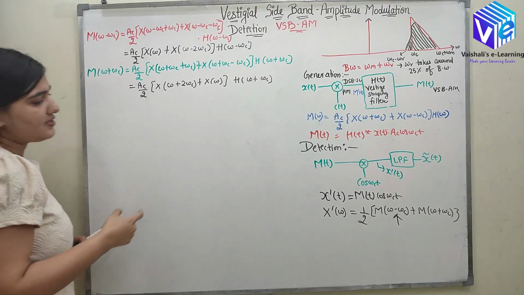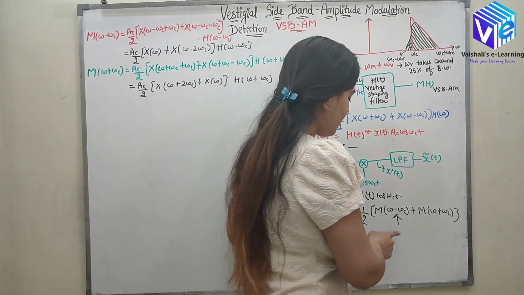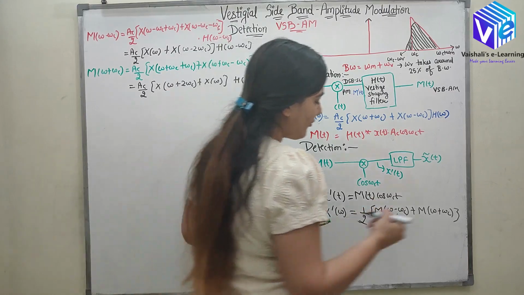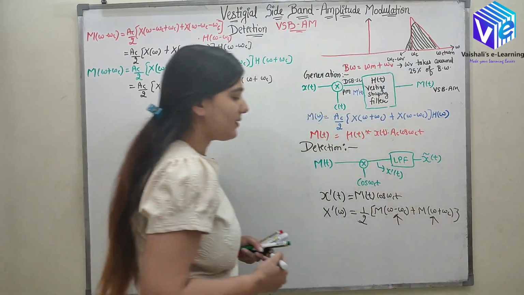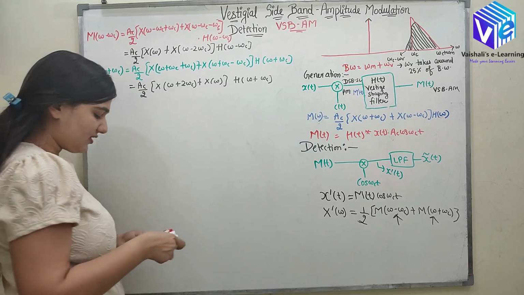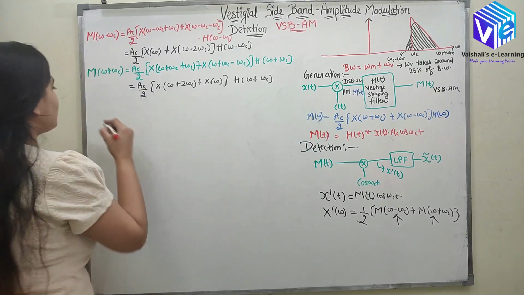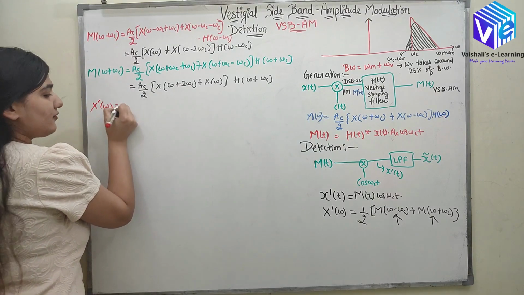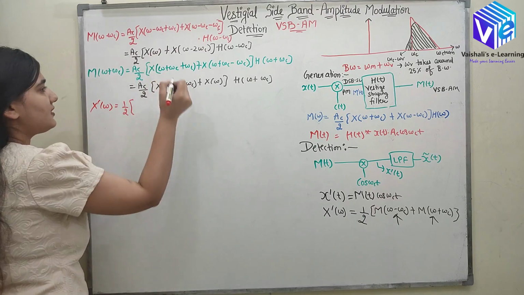So now I'll just put these two equations in this equation. So I know now M of omega minus omega c, M of omega plus omega c. So I can easily find out X dash of omega. So X dash of omega would be equal to half of this term plus this term.